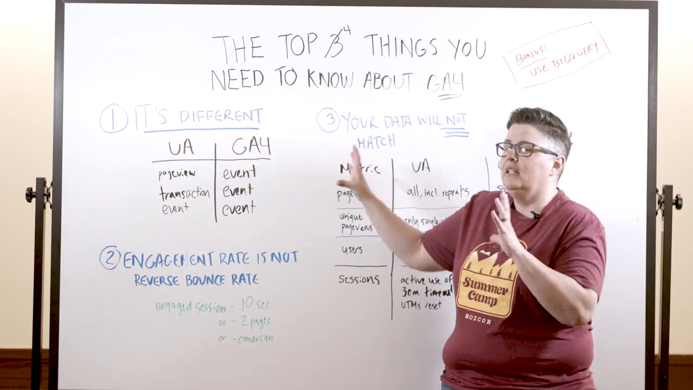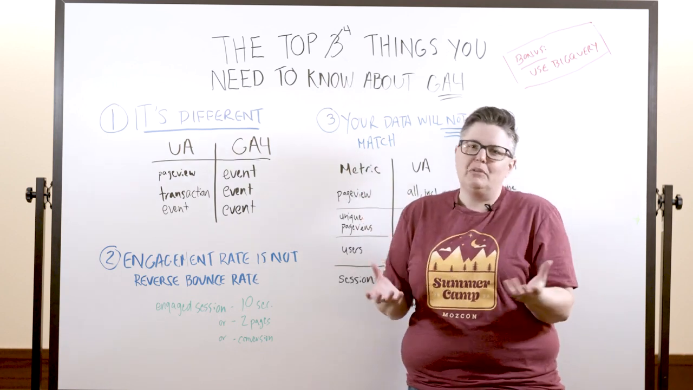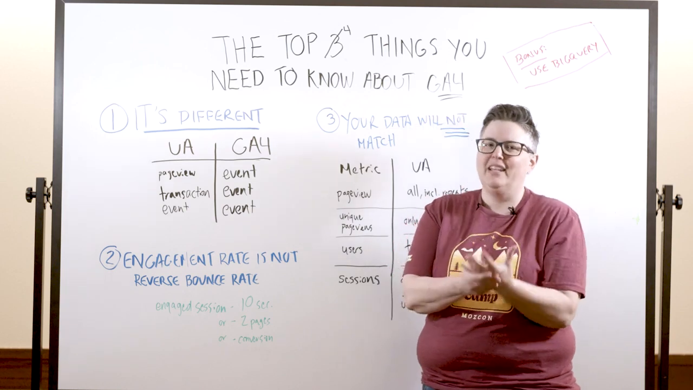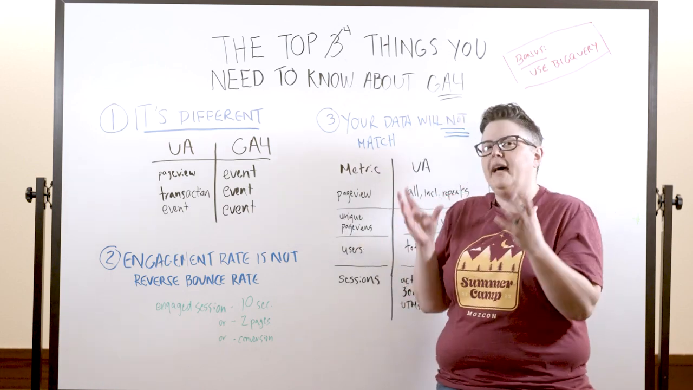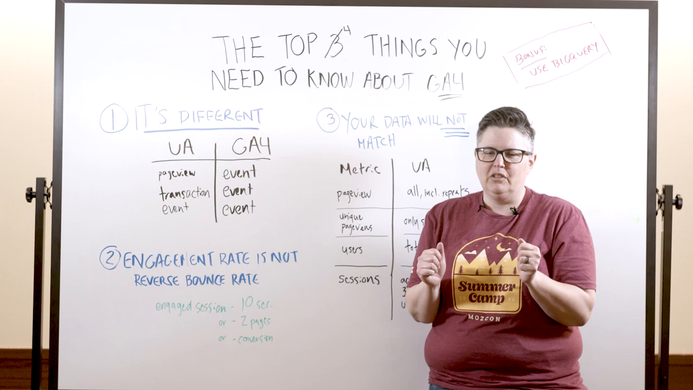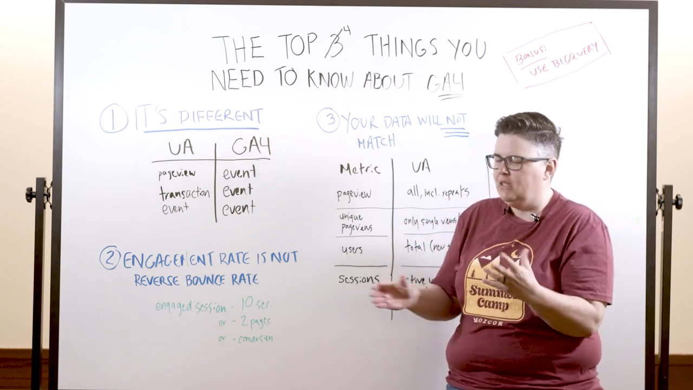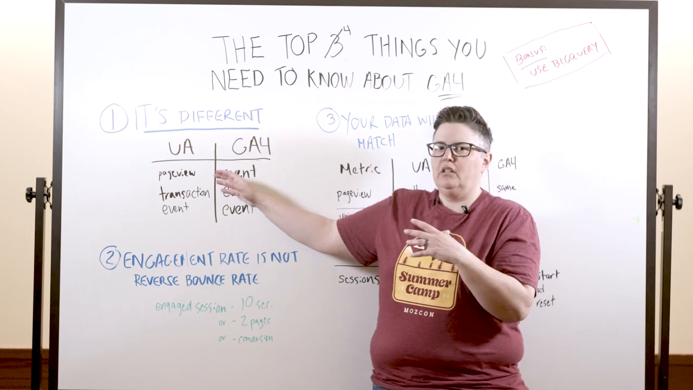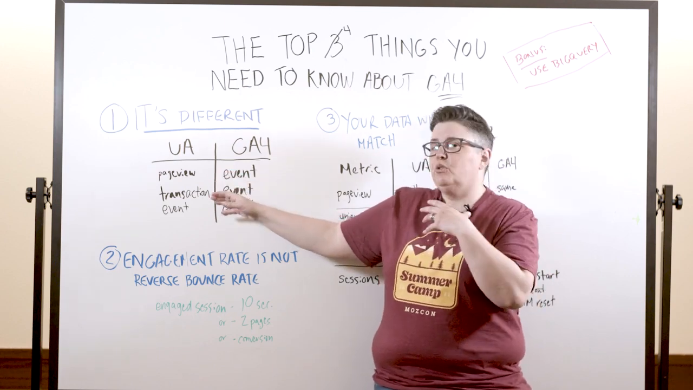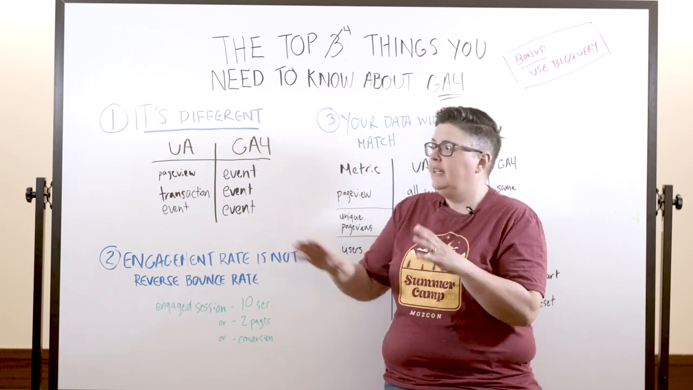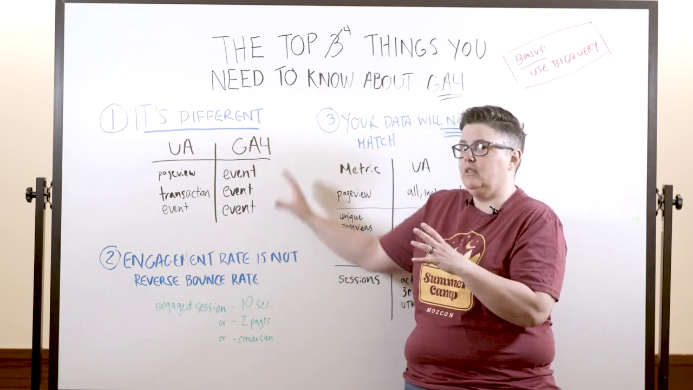So the first thing, it's different, which I know is obvious. Yes, of course, Dana, it's different, but it's different. Okay, so in Universal Analytics, there were different types of hits that could go into analytics, which is where hits came from originally as a metric that people talked about. So for example, in Universal Analytics, you could have a page view, or you could have a transaction, or you could have an event, and those were all different types of hits. In GA4, everything is an event.